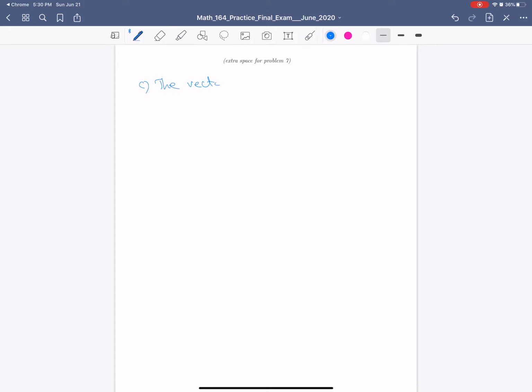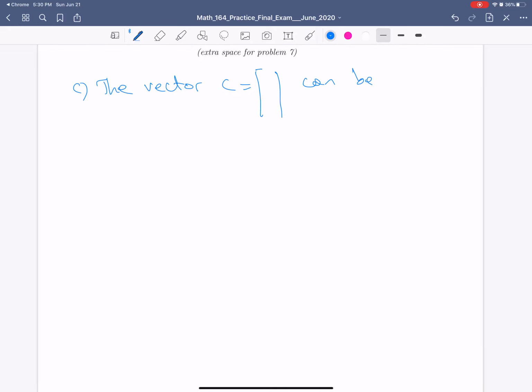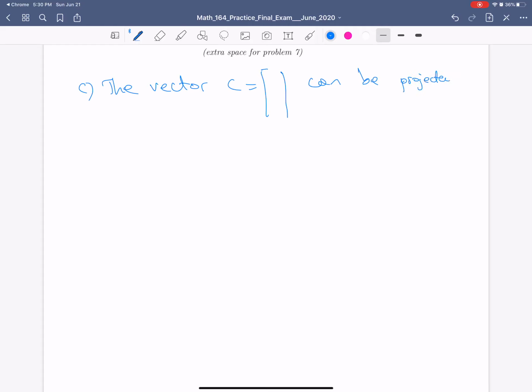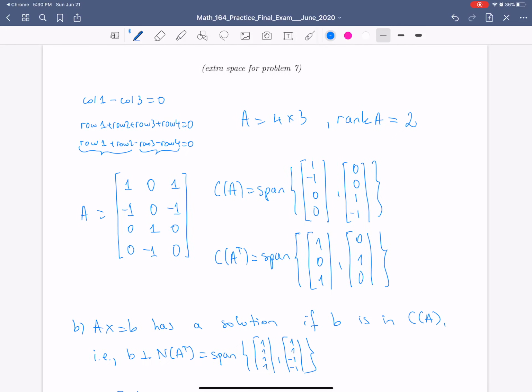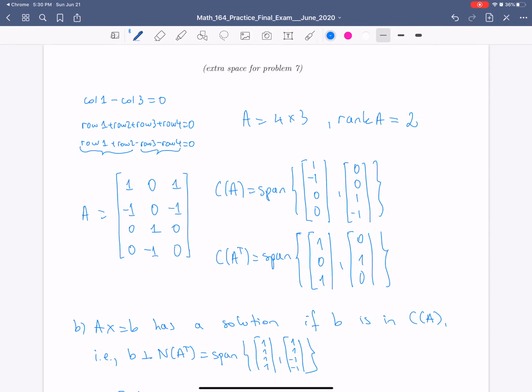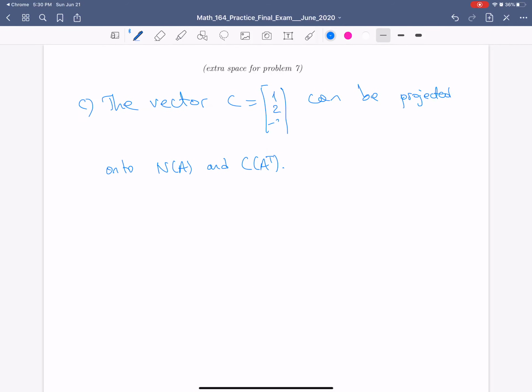The vector C, it has three components, can be projected onto the null space of A and the row space of A. And the vector was 1, 2, negative 3. It's easier to find first the projection onto the null space because the null space is generated by only one vector. So the null space is just the span of the vector 1, 0, negative 1. So it's easier to find the projection of C onto the null space.